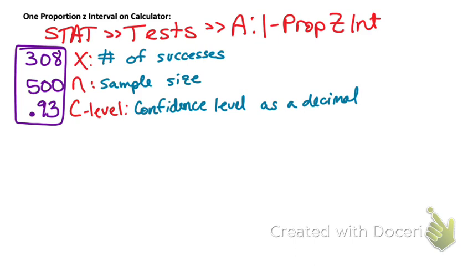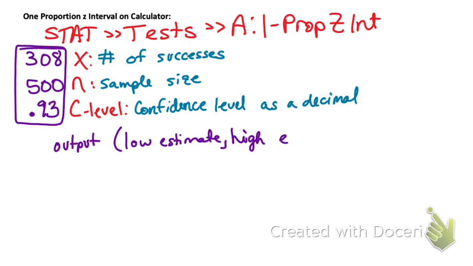Now I want to talk about what you're seeing on your output. Your calculator is going to give you the low estimate, comma, the high estimate. So literally in that moment when you hit enter, it did all of that math for you. Then it gives you p-hat. Now you guys could get p-hat very easily. It's literally just the number of successes out of the sample size. It's whatever X over N is. And then your calculator does go ahead and give you back the sample size. So that's what your output is.